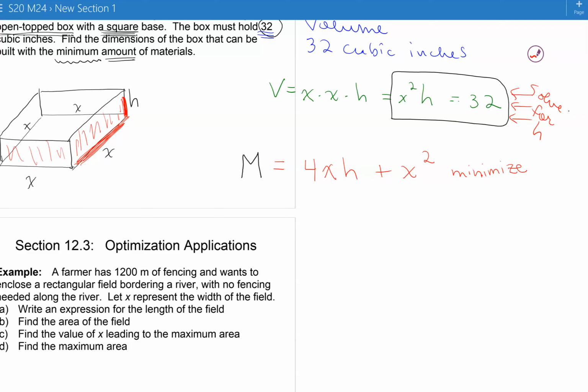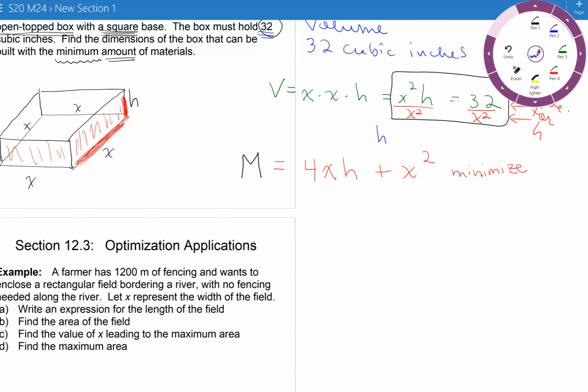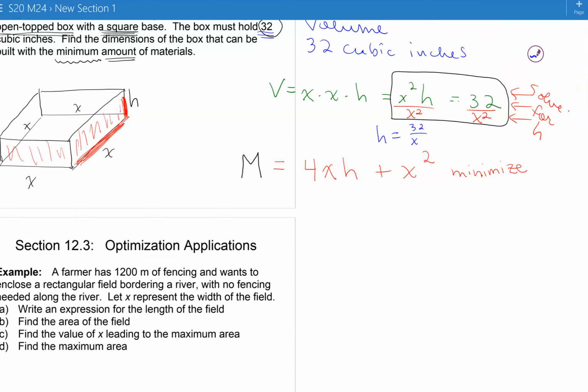So if I want to solve for h, it means get h all by itself. So I divide both sides by x squared and get h equals 32 over x squared. So now I take 32 over x squared and I substitute for the h in the equation, and that's going to give me a formula that has only x's in it. So I'm going to have 4 times x times 32 over x squared plus x squared. Now I have a function with x only, and I can do calculus with it.